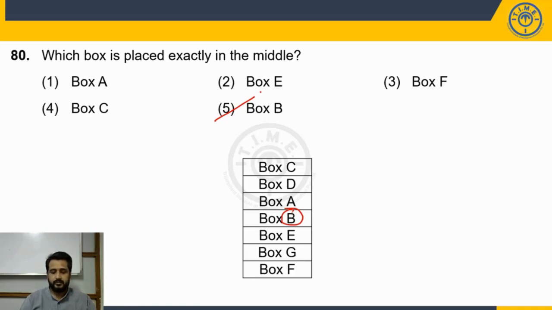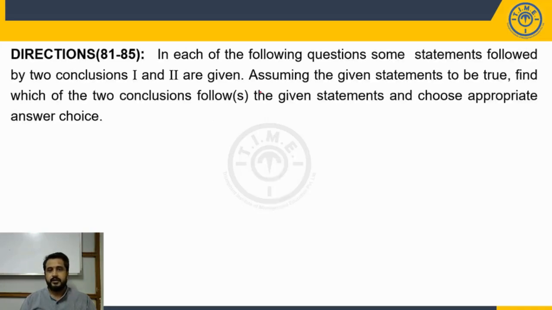Okay. Now move to the next set. Inequalities. In each of the following questions, some statements followed by 2 conclusions, 1 and 2, are given. Assuming the given statements to be true, find which conclusions follow the given statements and choose the appropriate answer choice.